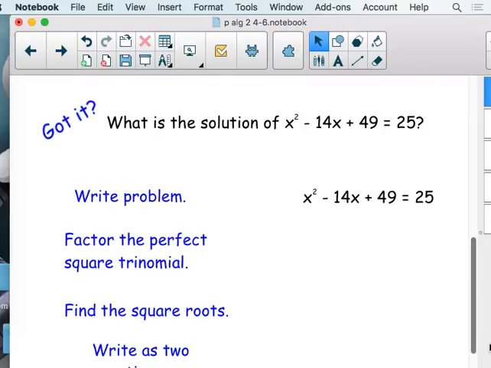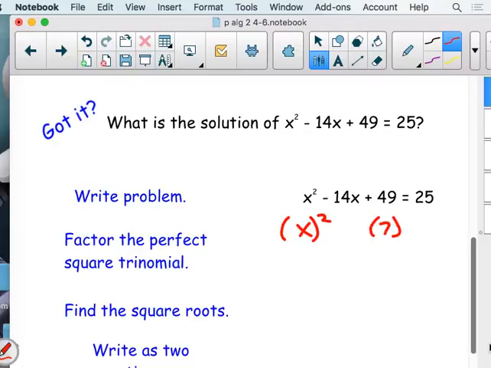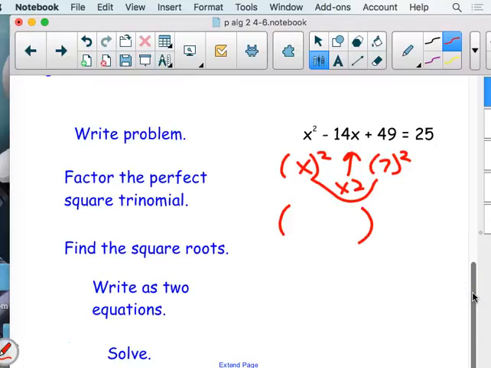So take a look at this one. Obviously, we can't pull something out. Some of you have already checked. Is that a perfect square trinomial? It is, isn't it? So what goes in the parentheses? X minus 7. And then what's your next step? Square root.